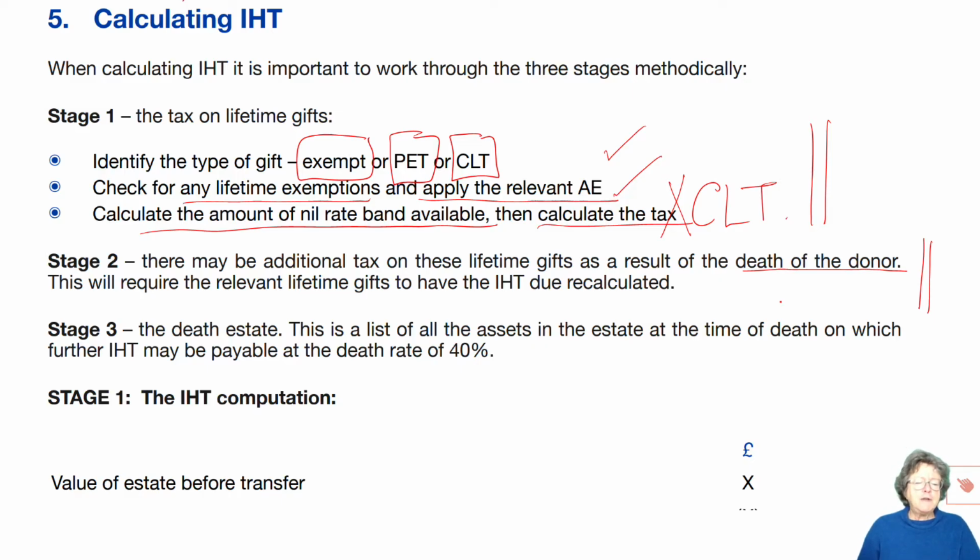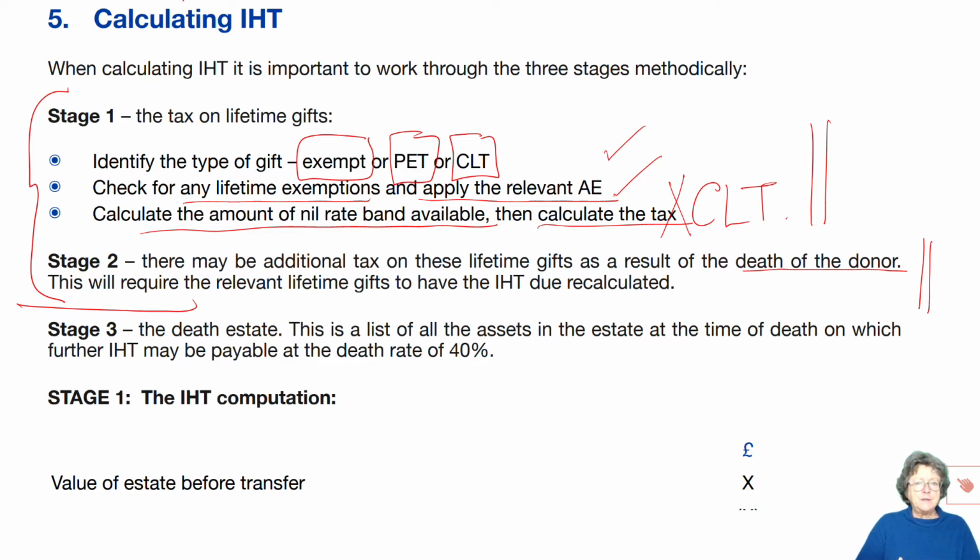Now, stage 3 is what's known as the death estate. So you've worked out all the lifetime tax during their lifetime and the result of that as a result of death. And then separate from that, because those two are linked, is the death estate, where you list all the assets of the estate at the time of death and then work out any exemptions and work out the tax.